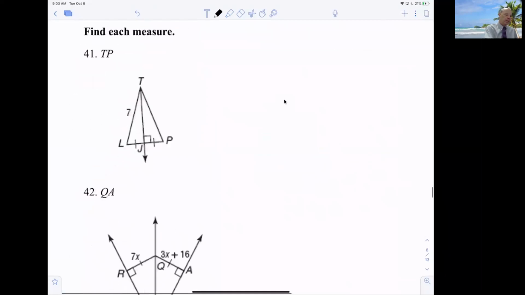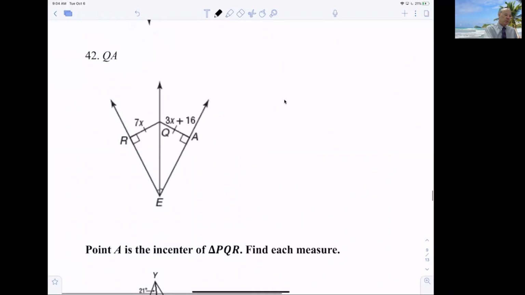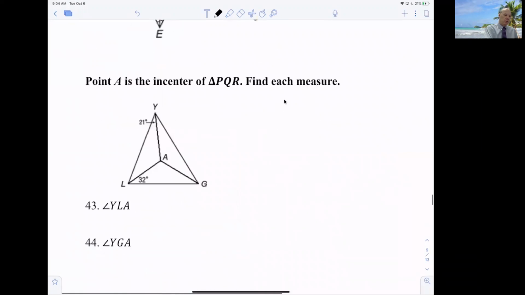All right, here we go, guys. TP is how much? 47. What was X equal? 4, right? So then QA is how much? 28. Incenter, all right? That's the angle bisectors. So what is YLA? 32. YGA.